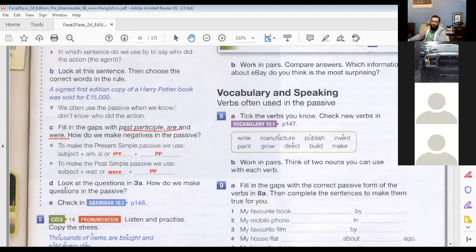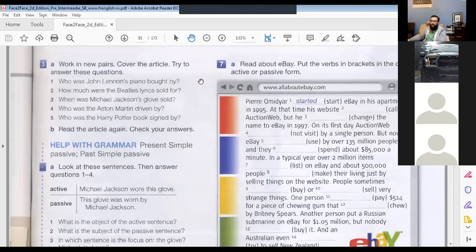Now, last part before we check the summary and understand the story more from the summary. Let's do the last part here in part D. They want us to look at the questions we just covered in 3A. How do we make questions in the passive? So let's go back to question number 3 and let's take a look at the questions. So how can we make a question using the passive? Who can show me the parts of this sentence? What did we use?